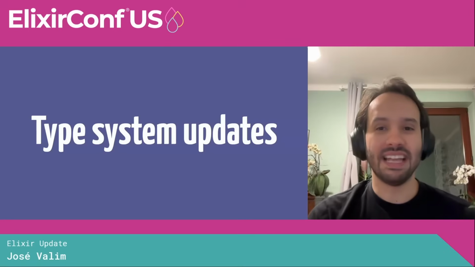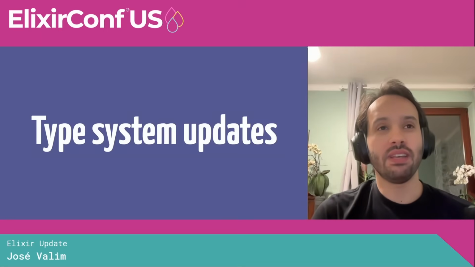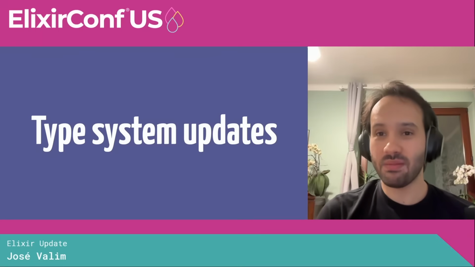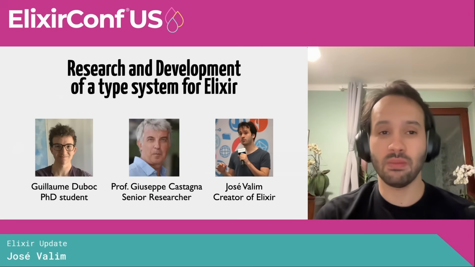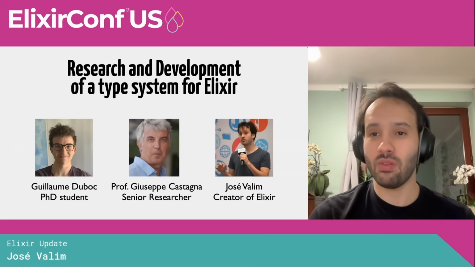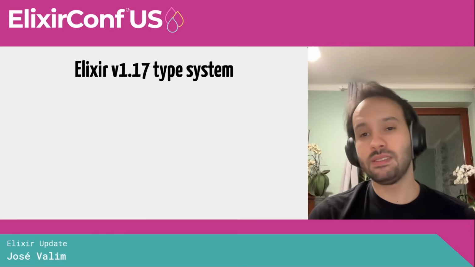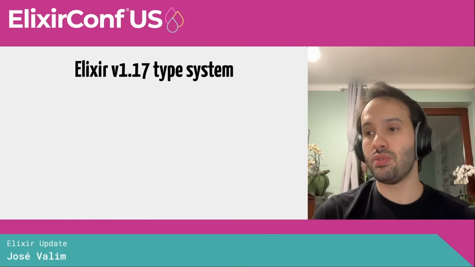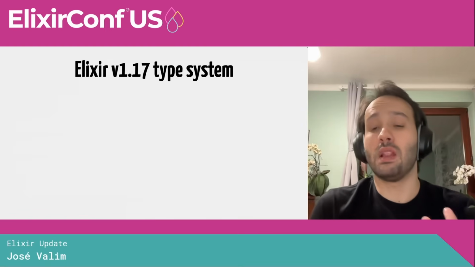All right, next in the agenda, type system updates. So we have been talking about type systems for quite some time. We started research and development of a type system for Elixir with Guillaume, Beppe, and myself. We published the paper, and Elixir 1.17 was the first release to include some type system developments.